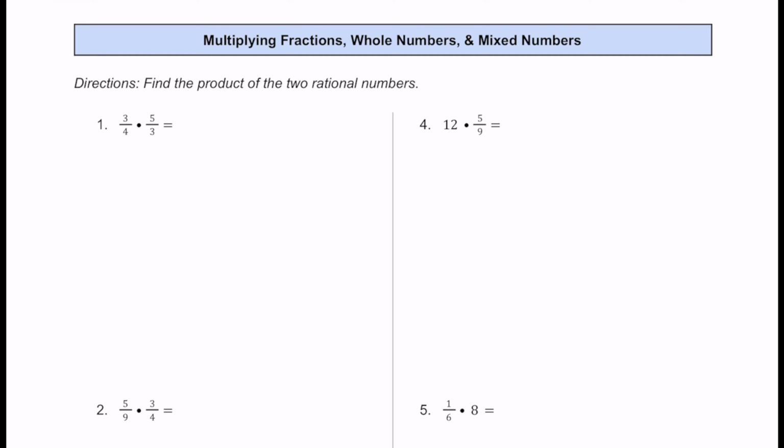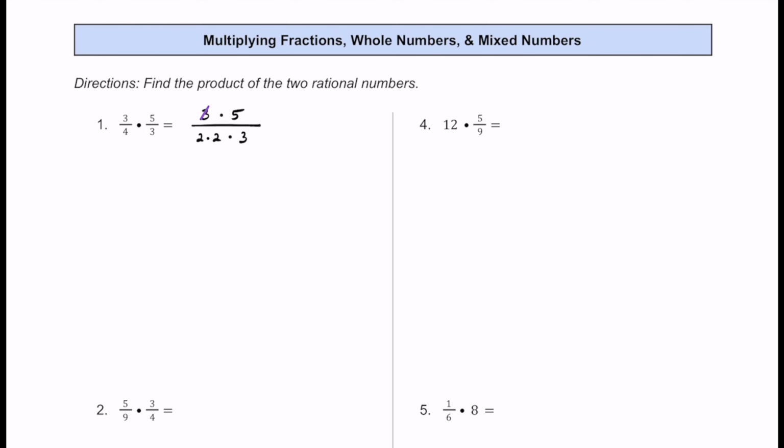Alright, so for number 1, we have the fraction 3/4 times 5/3. Now 3 is already a prime number, so that's going to stay the same. And 5 is a prime number, so that'll also stay the same. The 4 will break into 2 times 2, and the 3 is already a prime number, right? So this is what the whole thing would look like together as one fraction bar with a bunch of multiplication going on here.